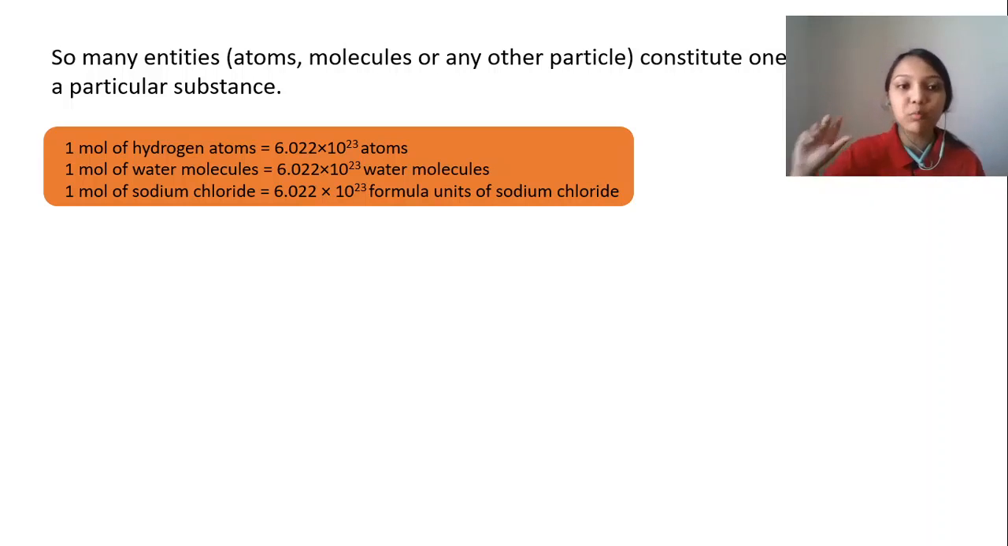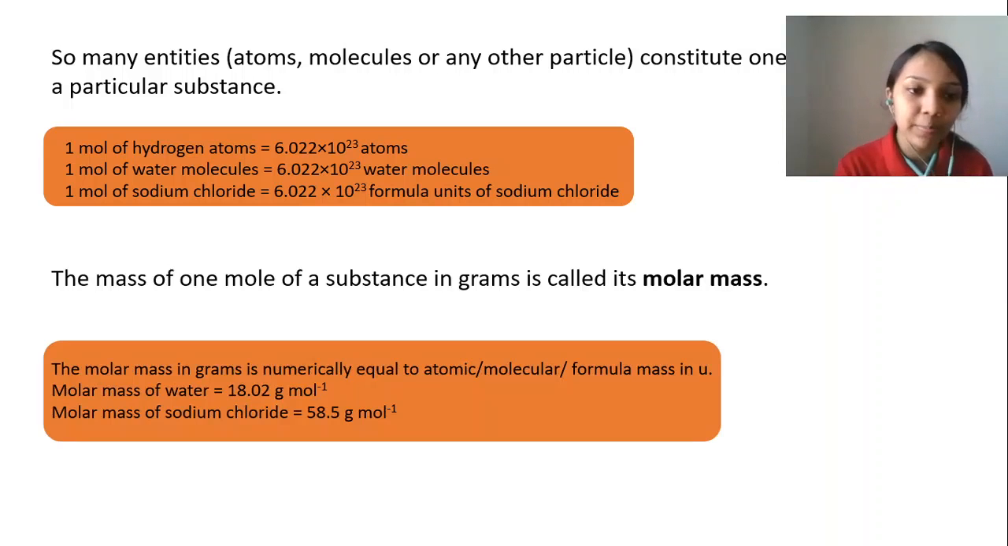For example, 1 mole of hydrogen atoms has 6.022 × 10^23 atoms. 1 mole of water has the same thing, 6.022 × 10^23 molecules. And in the case of sodium chloride, it's a formula unit, right? So 1 mole of sodium chloride has 6.022 × 10^23 formula units of sodium chloride.